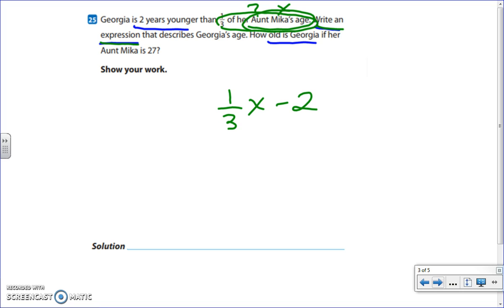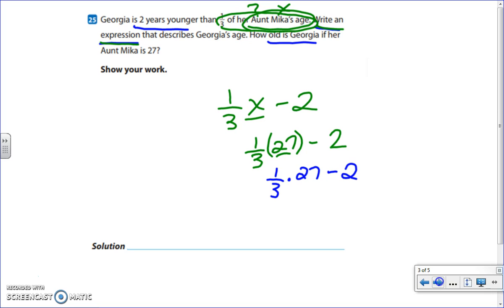It says how old is Georgia if Aunt Micah is 27. So really what I'm thinking is what is 1/3 of 27? So what I'm going to put in for x using substitution. Again, with PEMDAS, I'm thinking simplify anything in the parentheses first, and because there's no operations in the parentheses, no add, subtract, multiply, or divide, I know that those parentheses aren't really necessary in this case. So 1/3 times 27 minus 2, or 1/3 of 27.